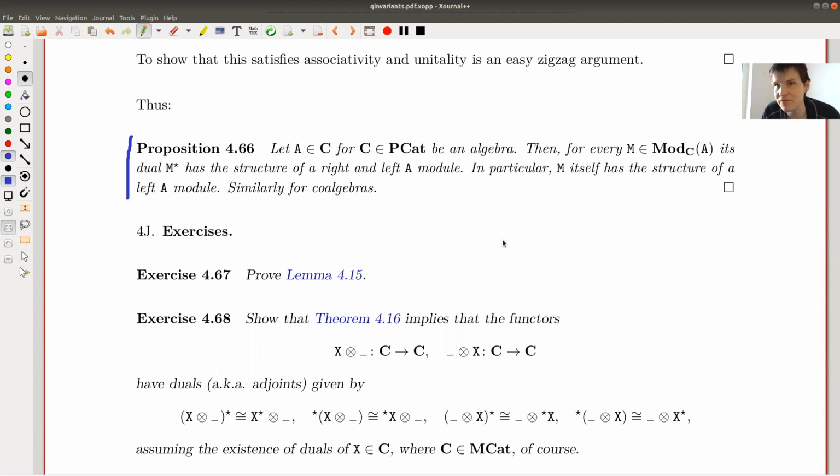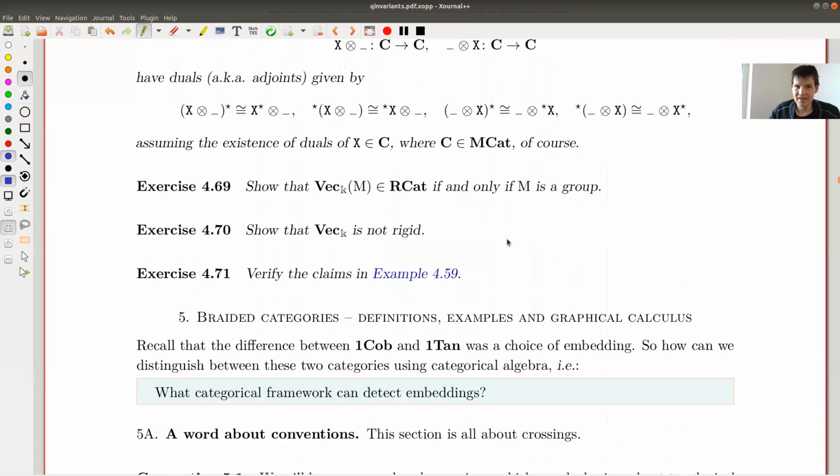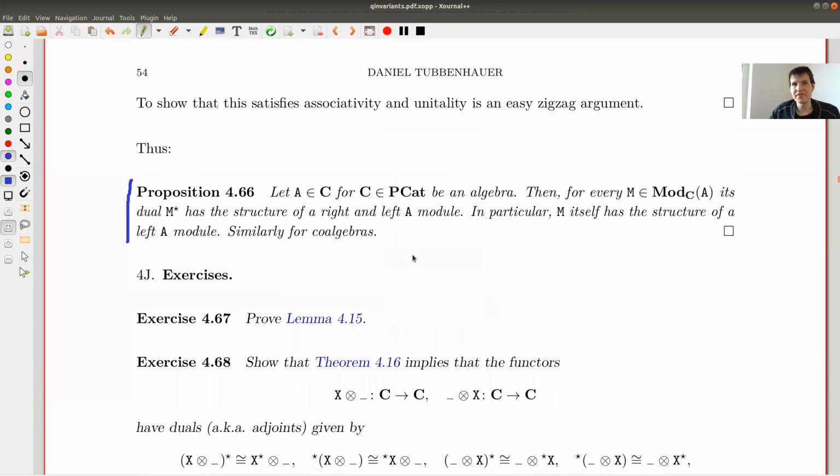Okay, and next time we'll do even better. We will put everything into three space, and this is what will be called a braiding, right? So you can put everything into three space.